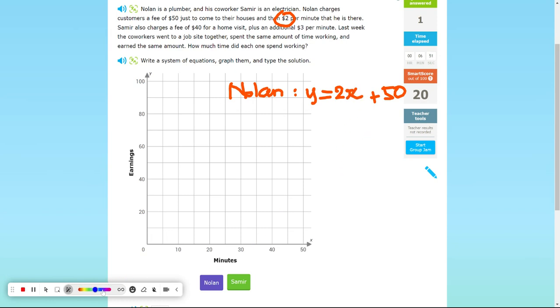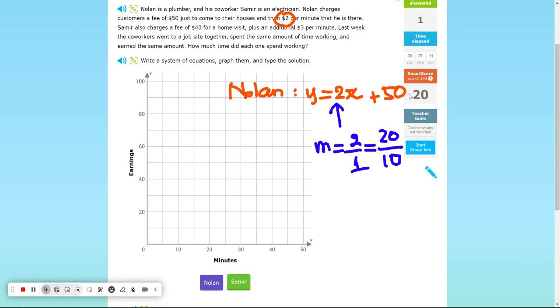So let's go and graph it. Let's do the slope over here. The slope equals 2, so 2 over 1. You can see we don't have 2 over 1, so how about we do 20 over 10? Is that the same as 2 over 1? Okay, so let's do that.